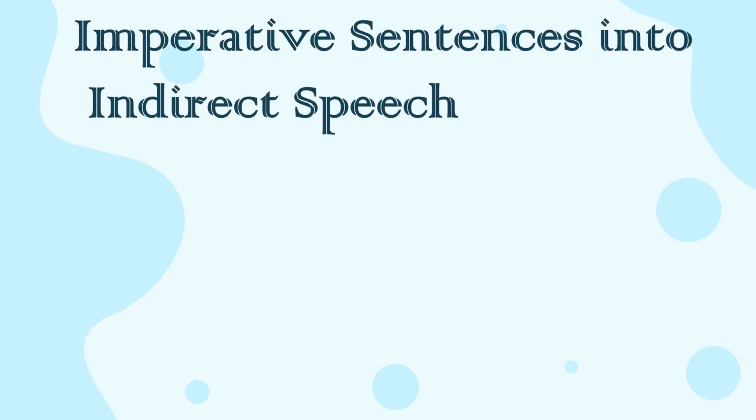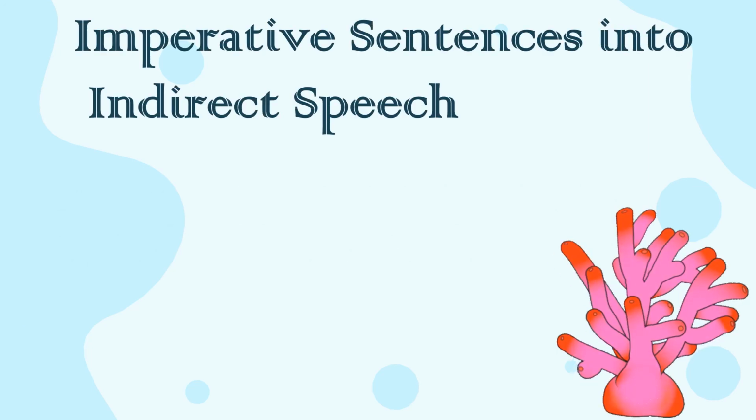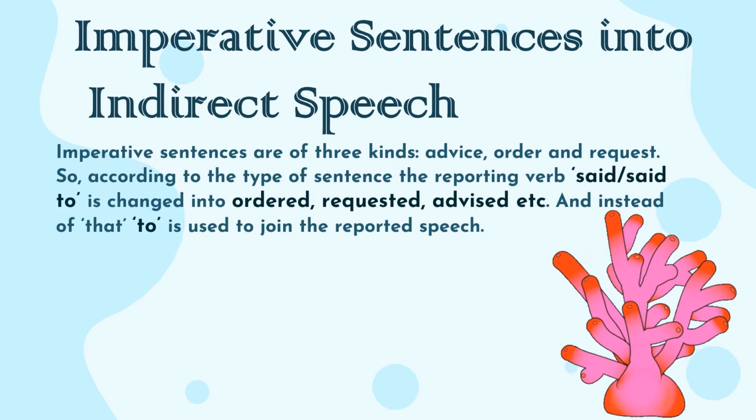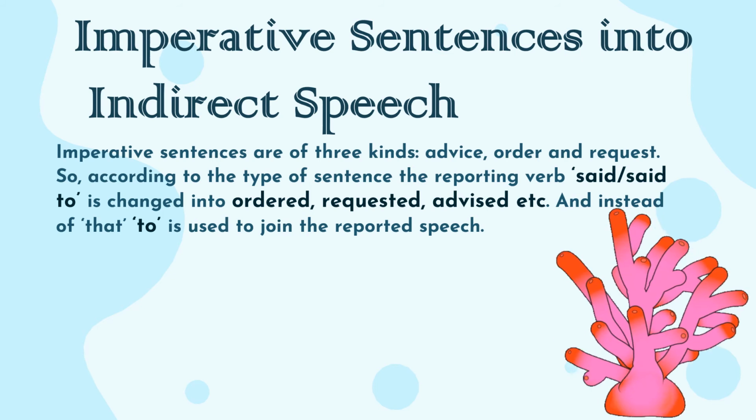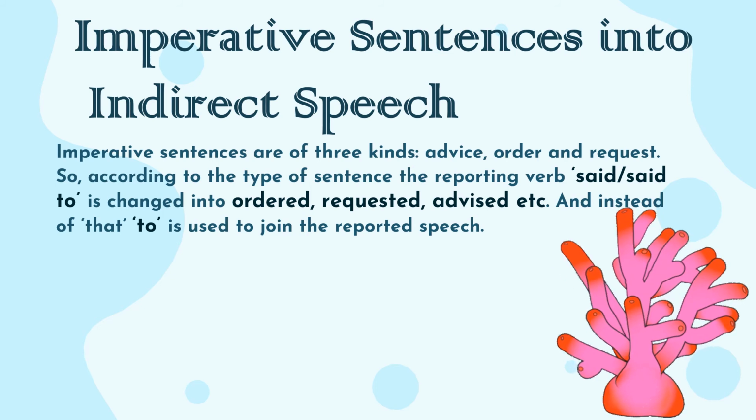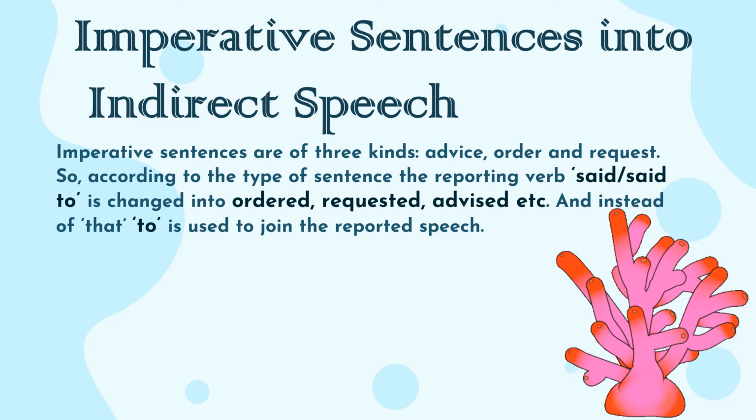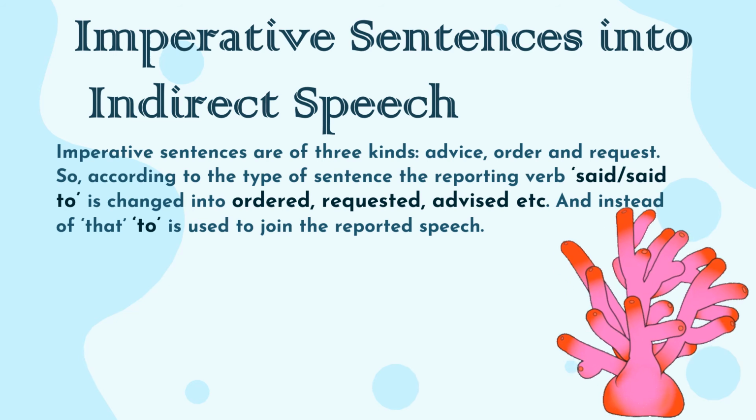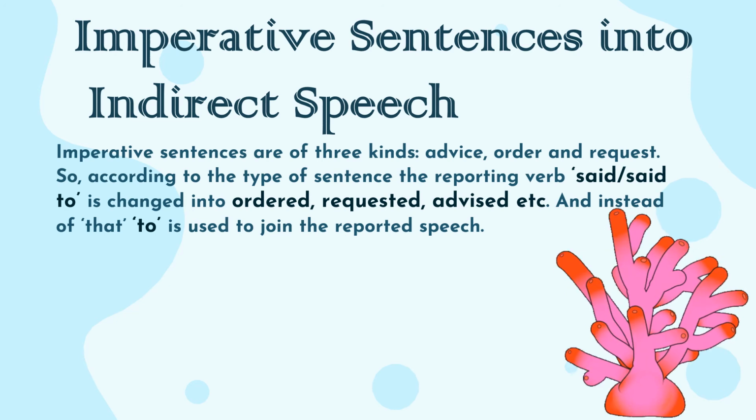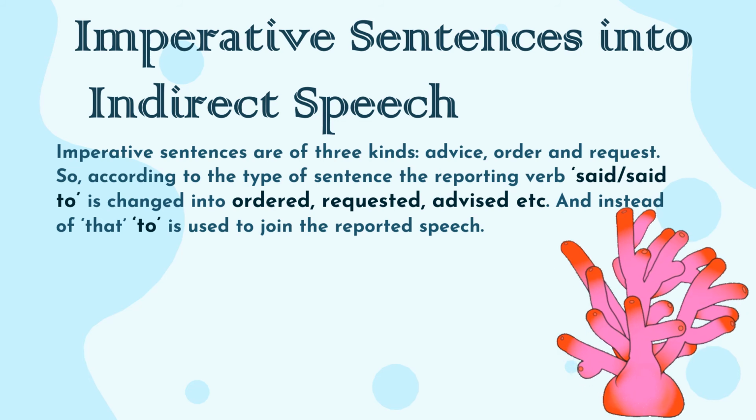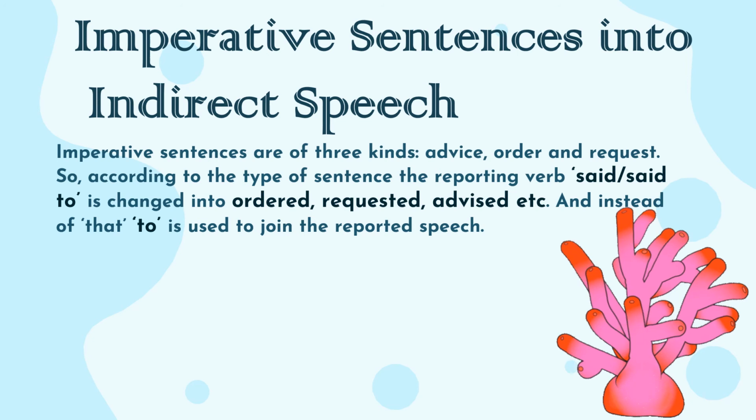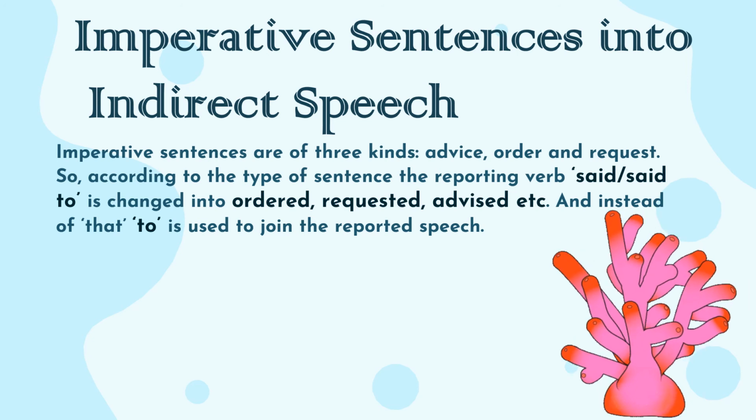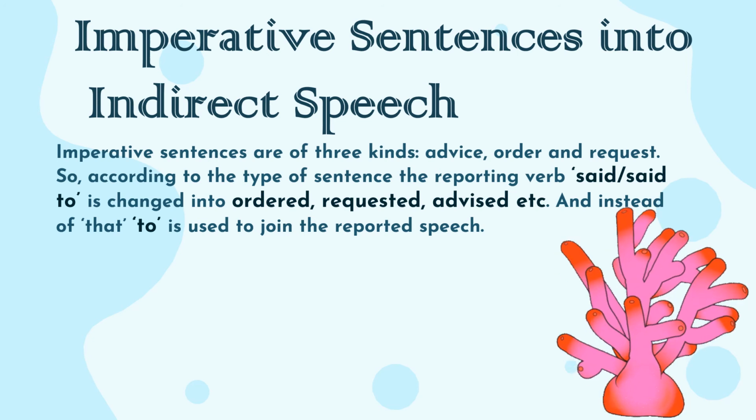Imperative sentences into indirect speech. Imperative sentences are of three kinds: advice, order, and request. So, according to the type of sentence, the reporting verb said or said to is changed into ordered, requested, advised, etc. And instead of that, to is used to join the reported speech.